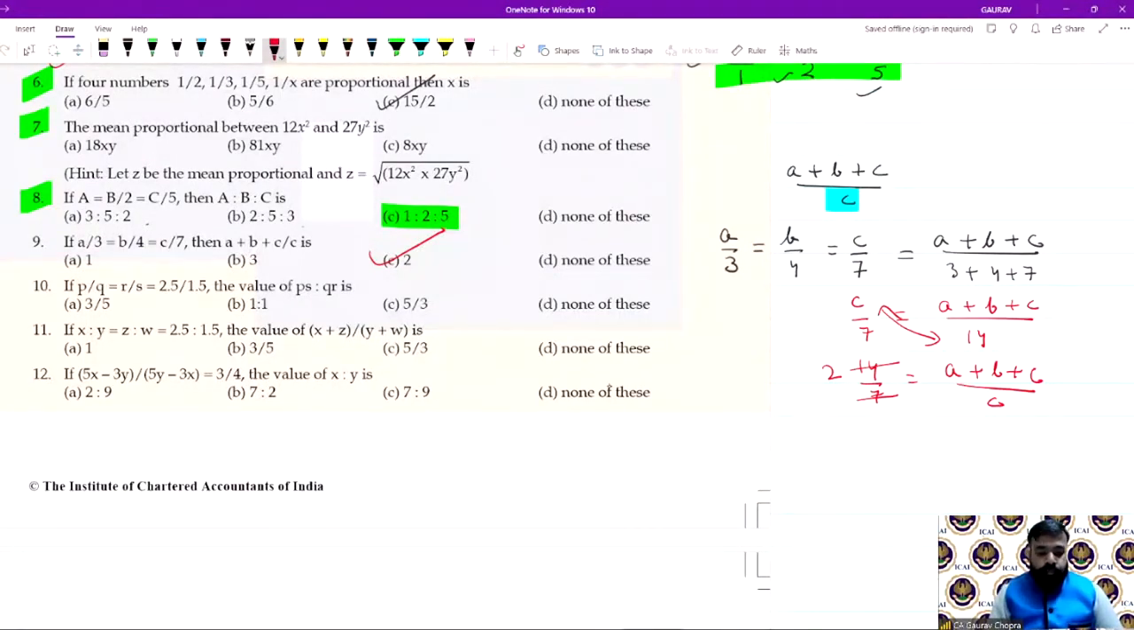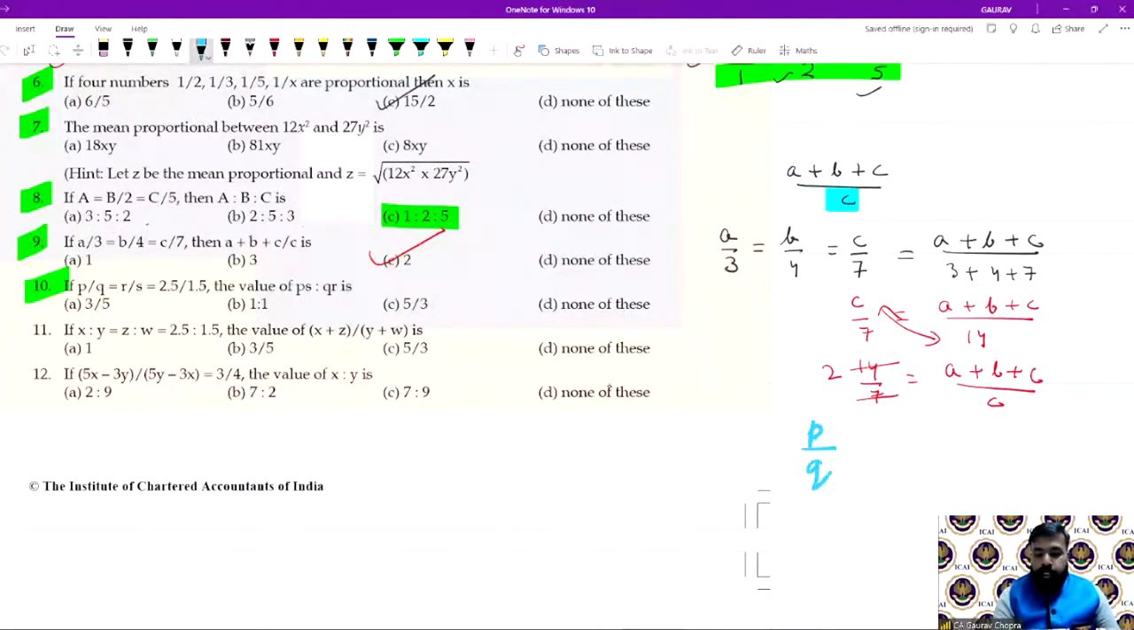Now, question number 10 is also repeated. We have already done it from the examples. This time you require PS ratio QR. So let us do it once again.